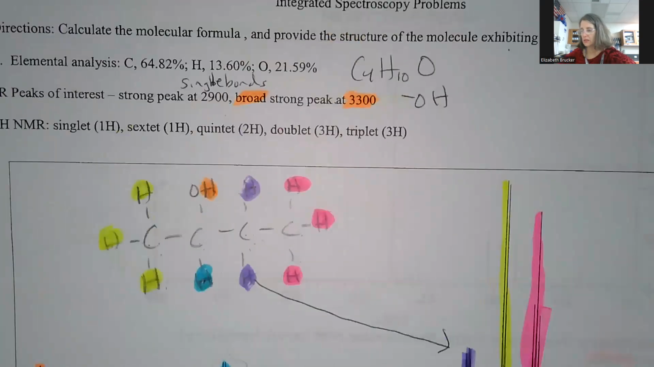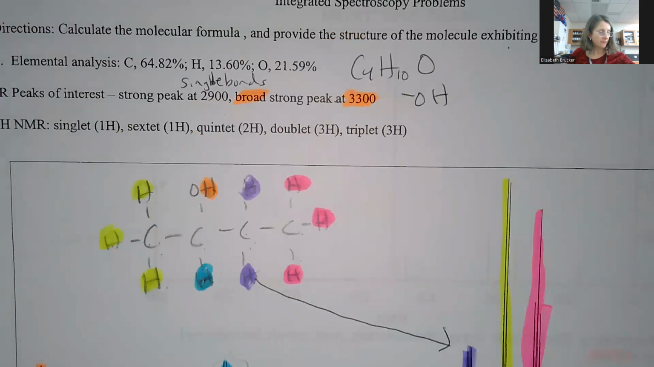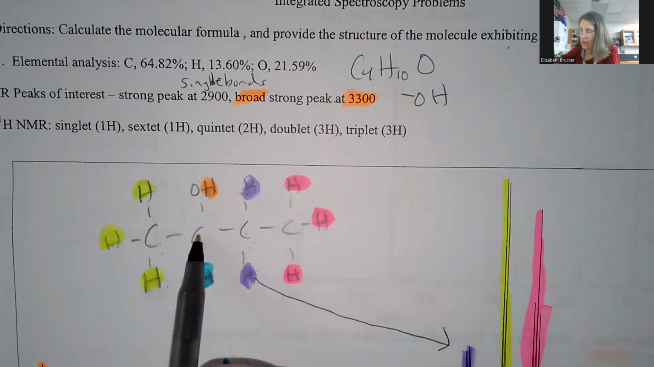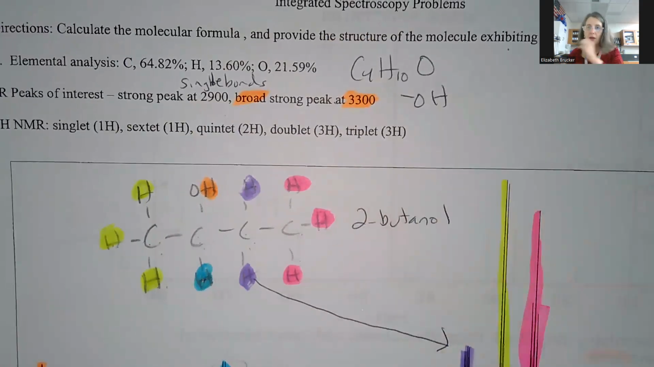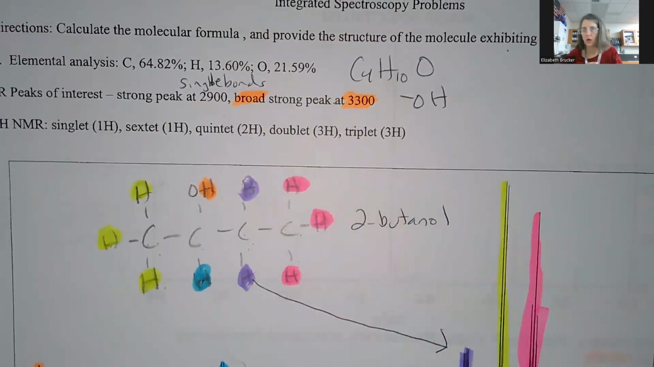Okay, but that is the structure of this particular molecule. And we could then name it. The OH is off the 2nd carbon, so this is called 2-butanol. Again, that's how you name your alcohol.